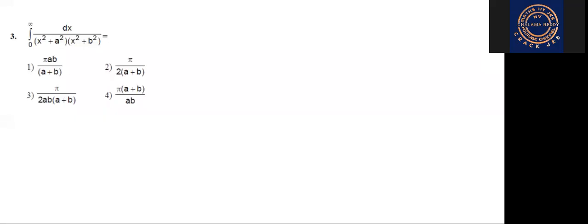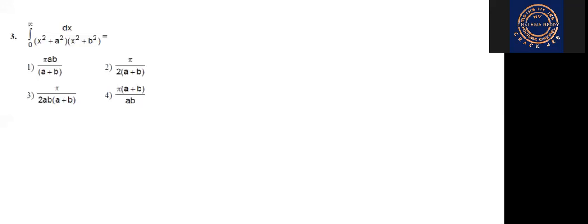In the third question, integration 0 to infinity, dx by x square plus a square into x square plus b square. This is a proper fraction, so we want to split into partial fractions, or go to the general method. How to do the general method?